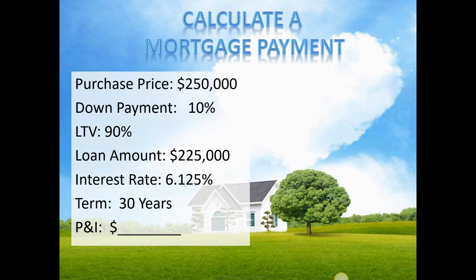So in my little scenario here, let's assume that we've got a property that is valued at $250,000 and someone wants to buy it, they're going to put down 10%. That happens all the time, right? That means that they're going to borrow 90%. So if they're borrowing 90%, that means that their loan to value is 90%. In other words, the loan amount is 90% of the value. The property value is 250 in this case, so the loan amount will be 225,000.